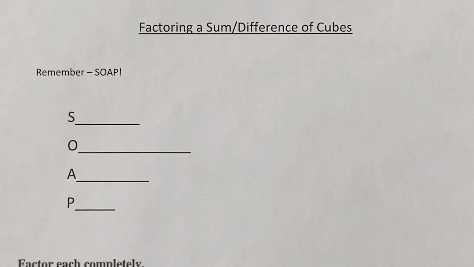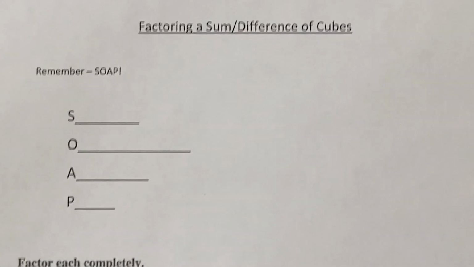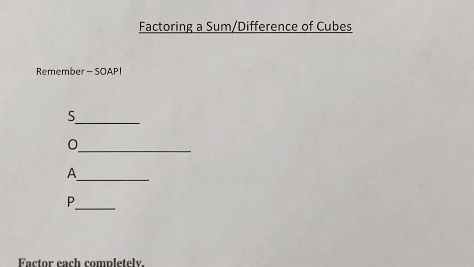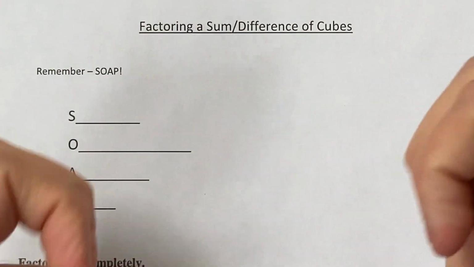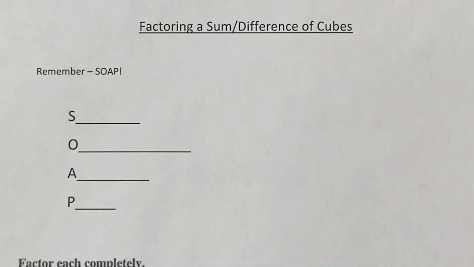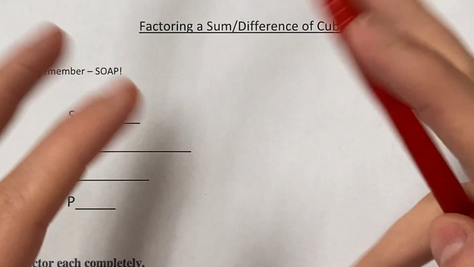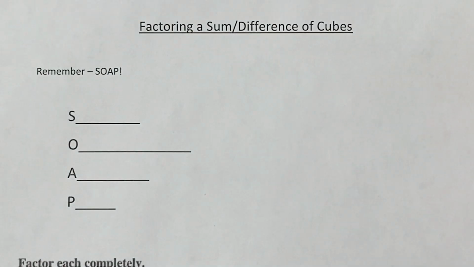Hello and welcome to factoring a sum or difference of cubes. This is a type of factoring. So far we have done difference of squares. We've been doing factoring when a is equal to 1, meaning it's just an x squared, as well as a does not equal 1, which we did something called the AC method.